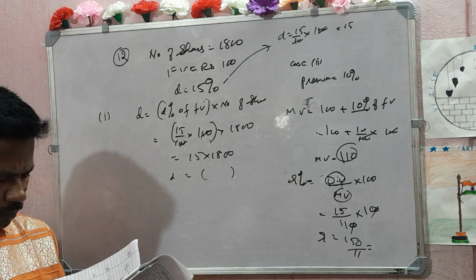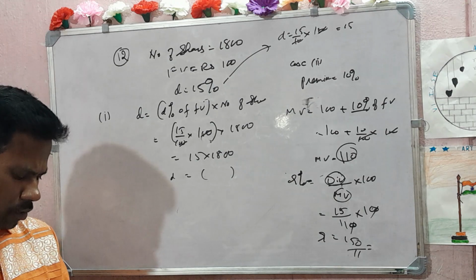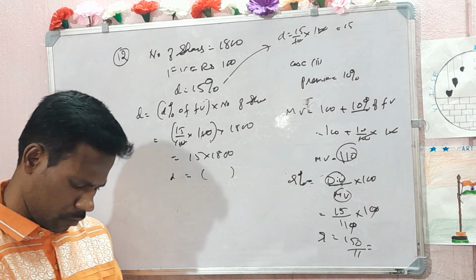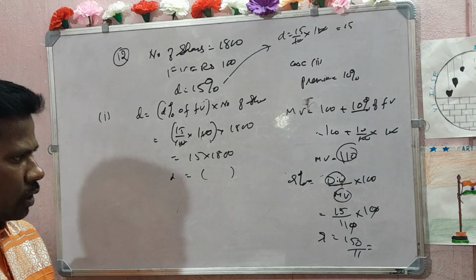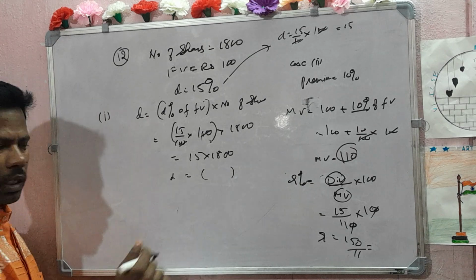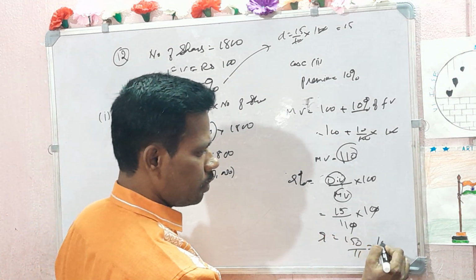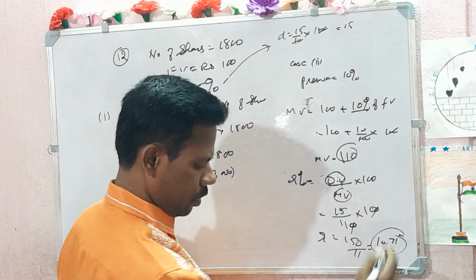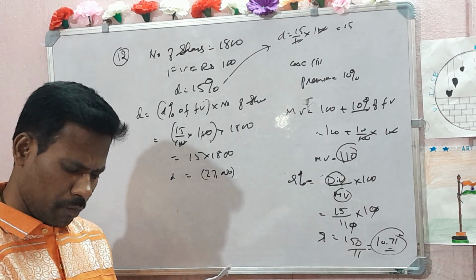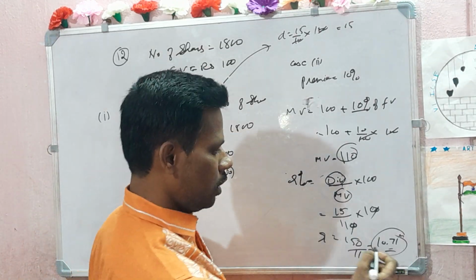Next problem. So still, if you want the answers, I can provide you. The answer for this is nothing but 27,000, and this one is 15 by 9, which is 10.71, something we are getting. So he is asking 10.71, but he is asking to calculate your answer to the nearest integer.